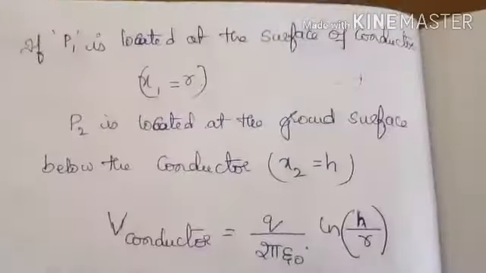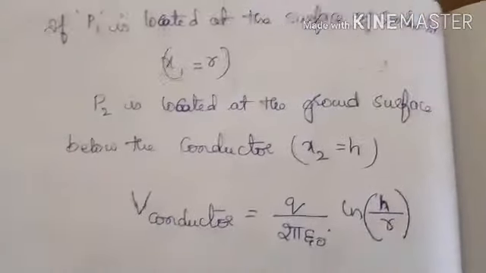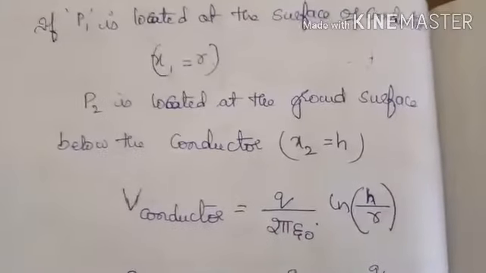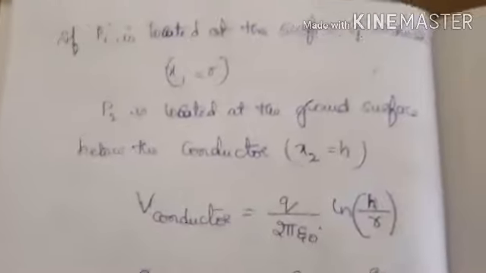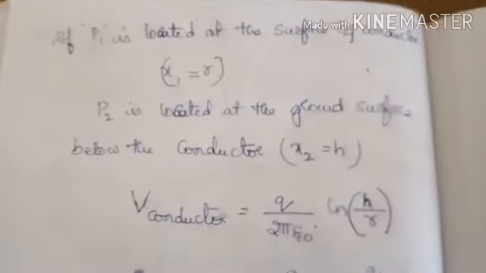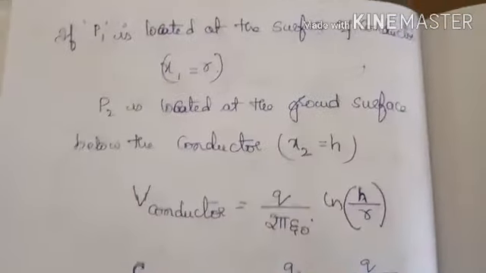Suppose a point P1 is located at the surface of the conductor, then we can say that x1 equals r. Suppose P2 is located at the ground surface below the conductor, then x2 will be the height of the conductor from the ground, that is x2 equals h.